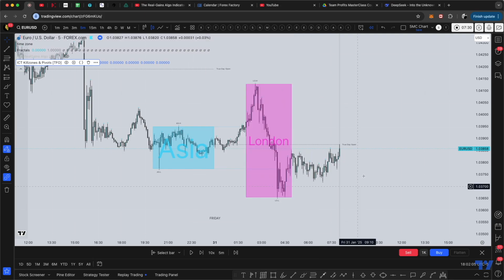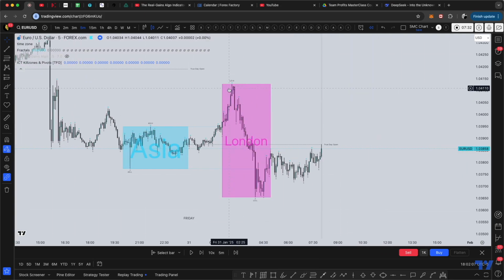So anyways, what you're going to get here is the London session. Notice how volatile the London session was. The Asian session, this is the kill zone. It's not the entire Asian session, it's just the kill zone for ICT. So there are certain hours that markets are more volatile during these specific hours. Pretty much in London it's from 2 a.m. in the morning to around 5 a.m. It is very, very volatile.